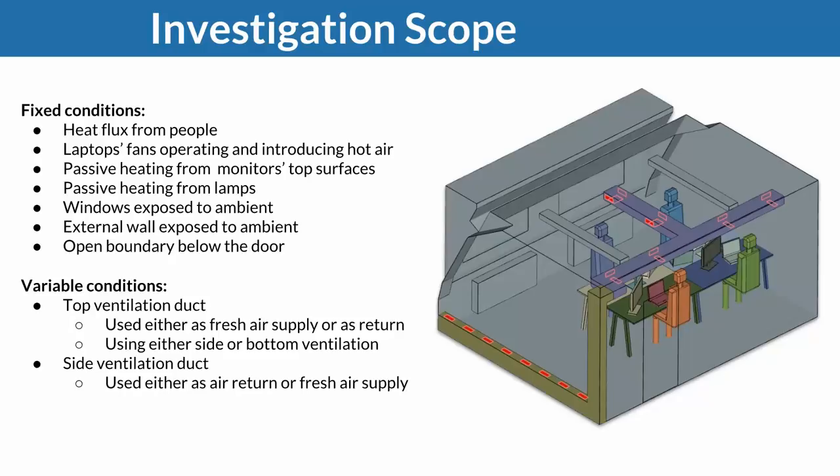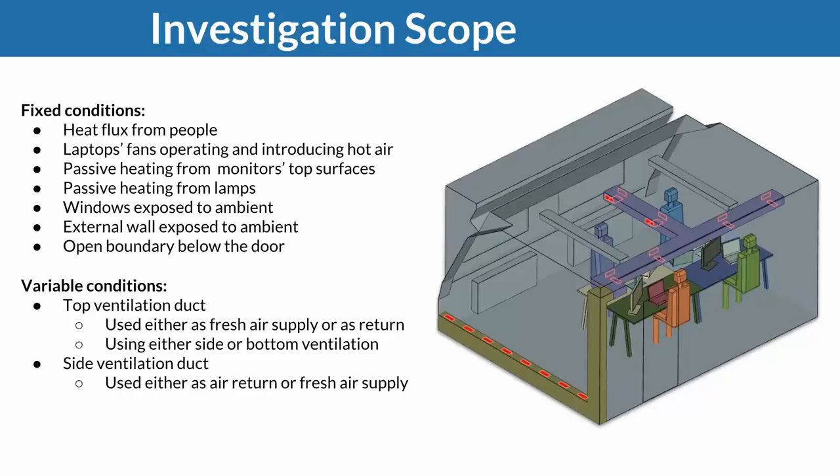Obviously, you can take these values, for example, from ASHRAE standards and make sure that you are, for example, modeling a condition where the person that is lightly clothed is sitting in a room and performing office jobs. We'll be introducing hot air through laptop fans and the monitor top surfaces. They will be passively heating. The lamps, there are two lamps, will be adding heat on top of that, and the windows will be exposed to ambient air temperature. The sidewall, the one on which the windows are hanging, will also be exposed to an ambient temperature, but all the other walls will be considered to be perfectly insulated. This would simulate a situation where we have rooms with a similar temperature inside a building.